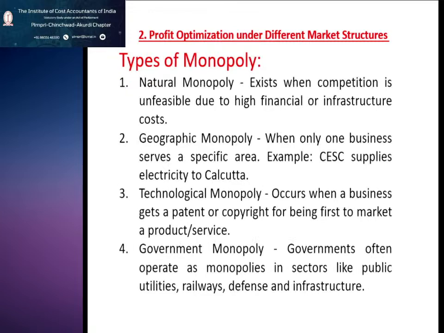The types of monopoly obviously depend on the natural monopoly, geographic monopoly, technological monopoly, and government monopoly.